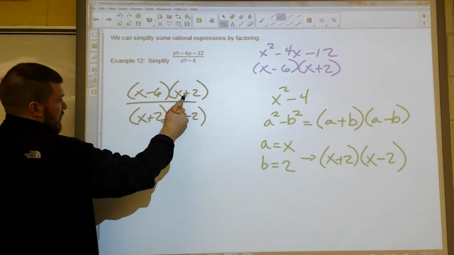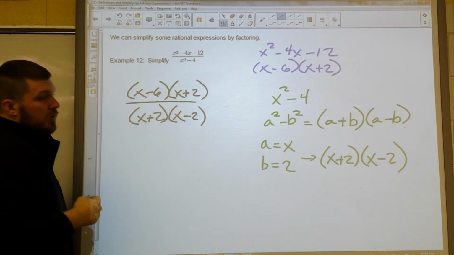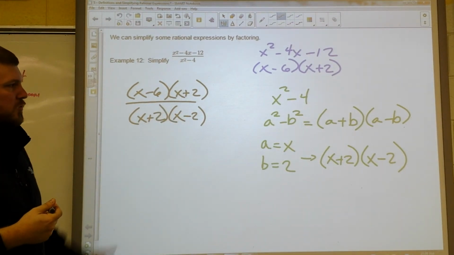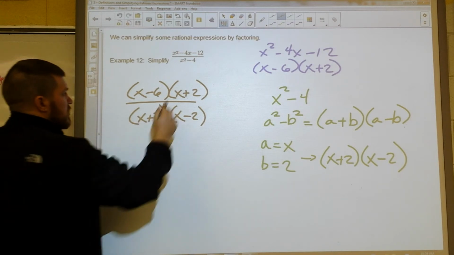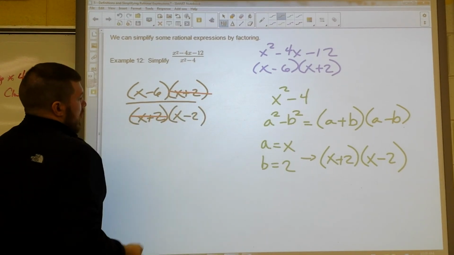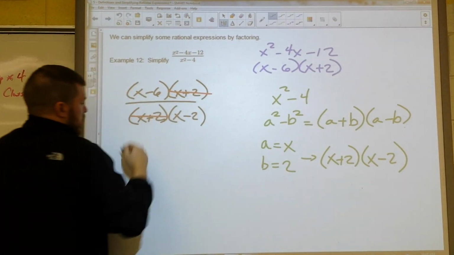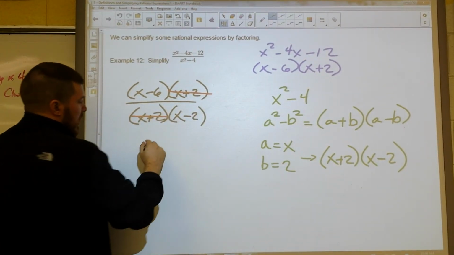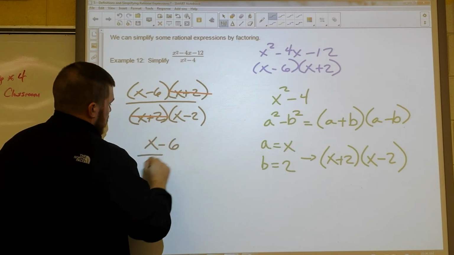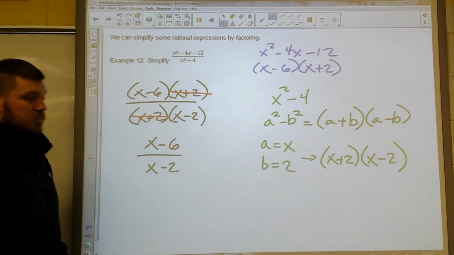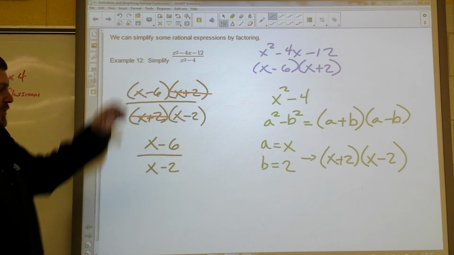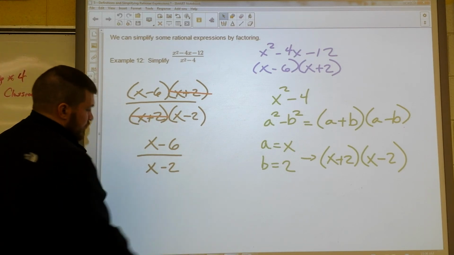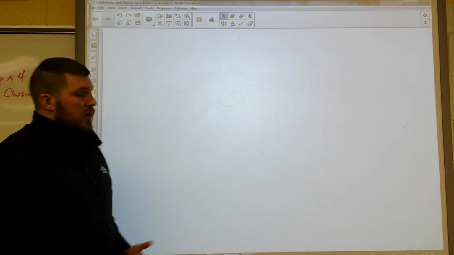So I notice I have an x plus 2 on top and x plus 2 on bottom. They have to match up exactly for this to work. These two factors do, so they're going to cancel each other out. All that I'm left with now, since there's no other factors that are exactly the same on top and bottom, I have x minus 6 on top and x minus 2 on bottom. And that's it. That's as far as I can simplify this rational expression. And that's it for this video.